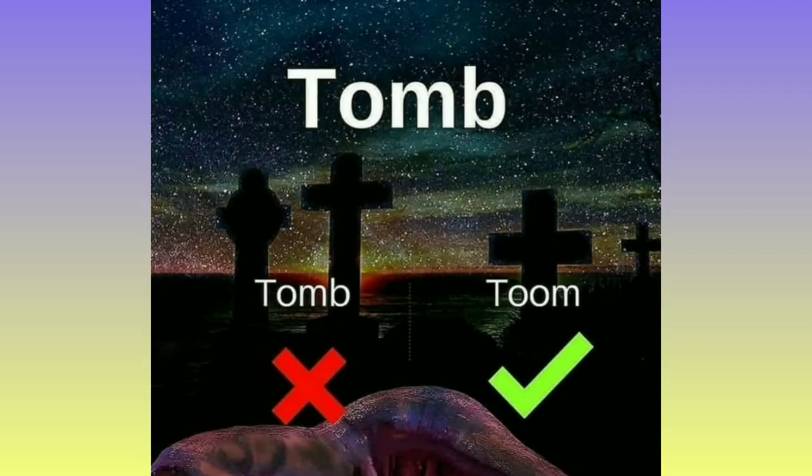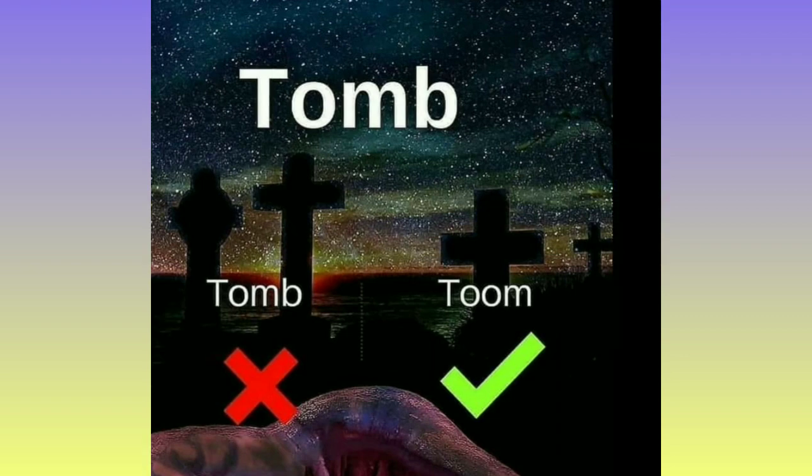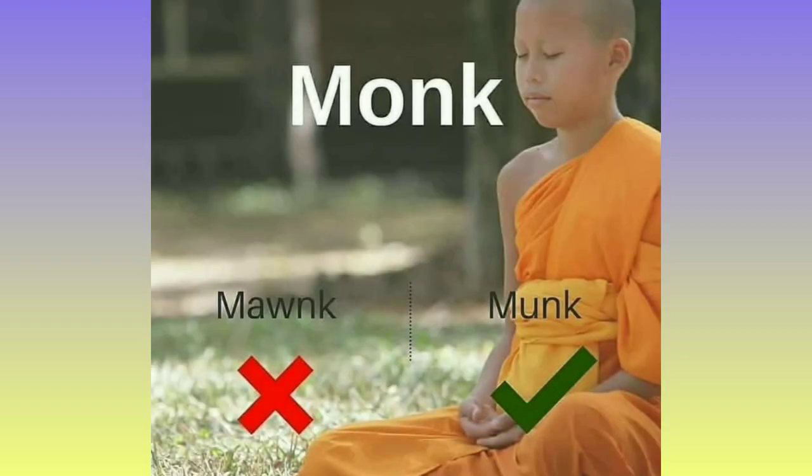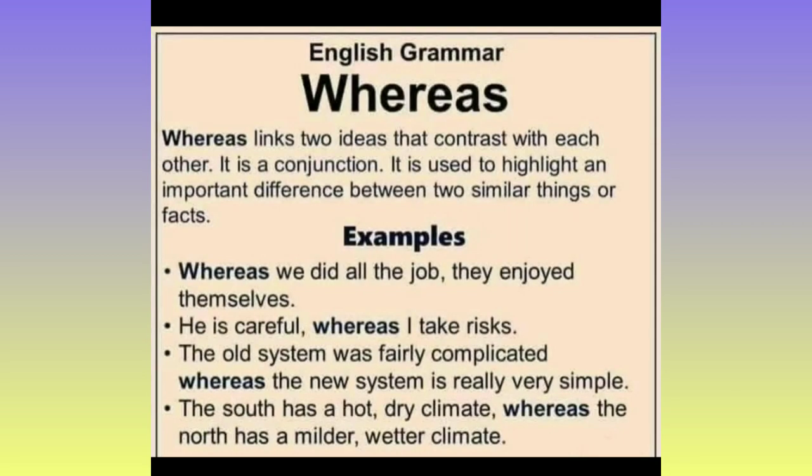Then it's tom. So people sometimes pronounce it incorrectly as tom. It is pronounced tom. Yeah, tom. It's monk. People pronounce it monk. It's monk. Okay, now let's look at some English grammar words.